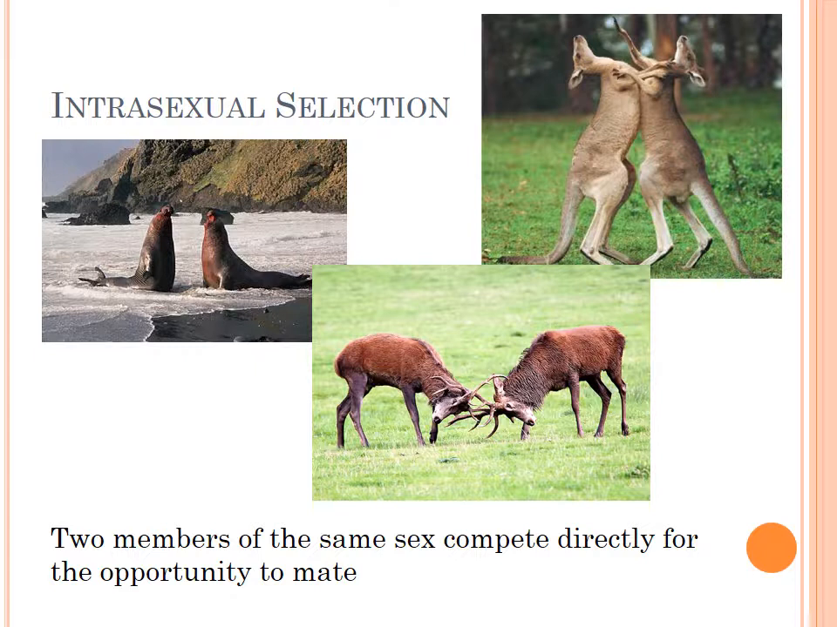We have two types of sexual selection: intrasexual selection and intersexual selection. Intra is within a sex. Two members of the same sex compete directly for the opportunity to mate. Two male kangaroos fighting it out. Two male elephant seals fighting it out. Two bucks fighting it out. These are two members of the same sex fighting in order maybe to claim territory, maybe to lay claim to a harem of females. So that is intrasexual. That's contrasted with intersexual sexual selection.